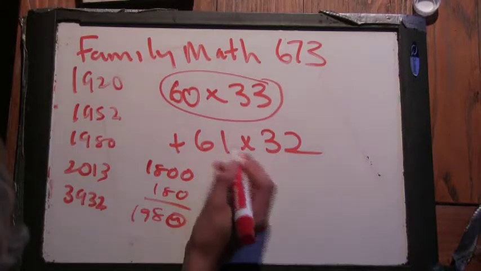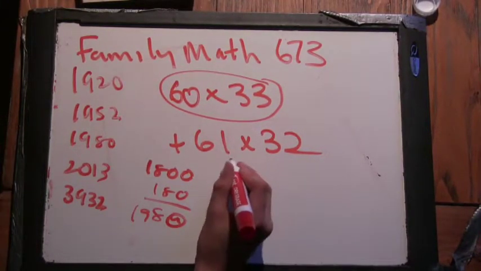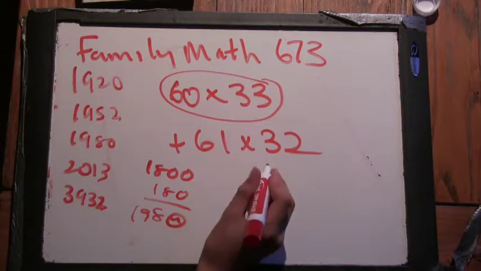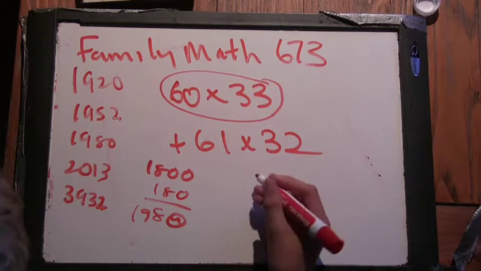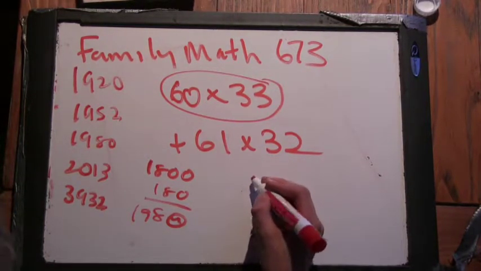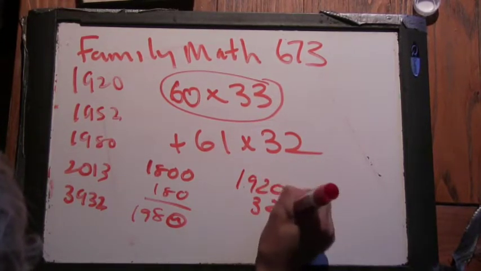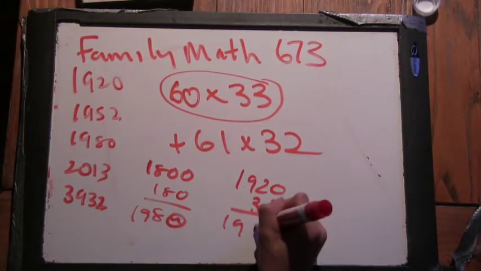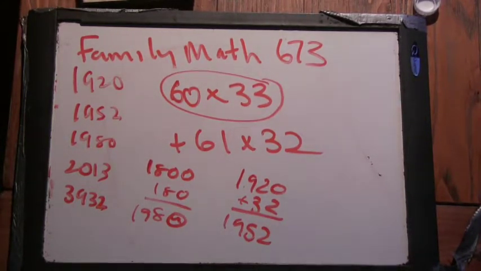Then, for this equation, we could do 60 times 32 plus 32. Okay. Yeah. So, let's see. That would be 1,920 plus 32. Now we have to add these two numbers together. Okay.